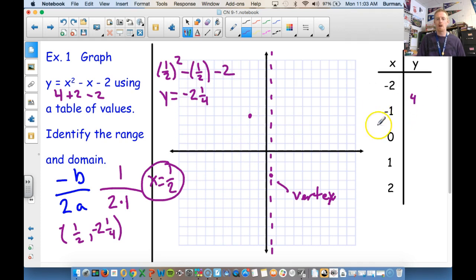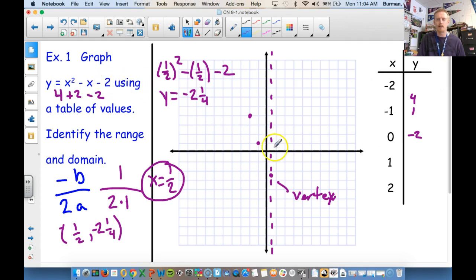Plug in a negative 1. Negative 1 squared, which is 1, plus 1, which is 3, minus 2, so a negative 2 and a 1. So we go to the left 1, up 1. Plug in a 0, which is then going to be a negative 2 because all those things are 0.